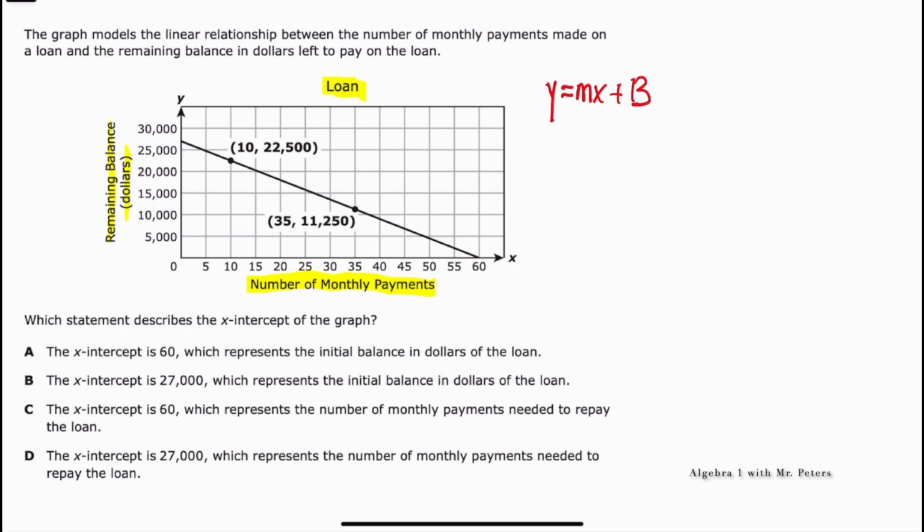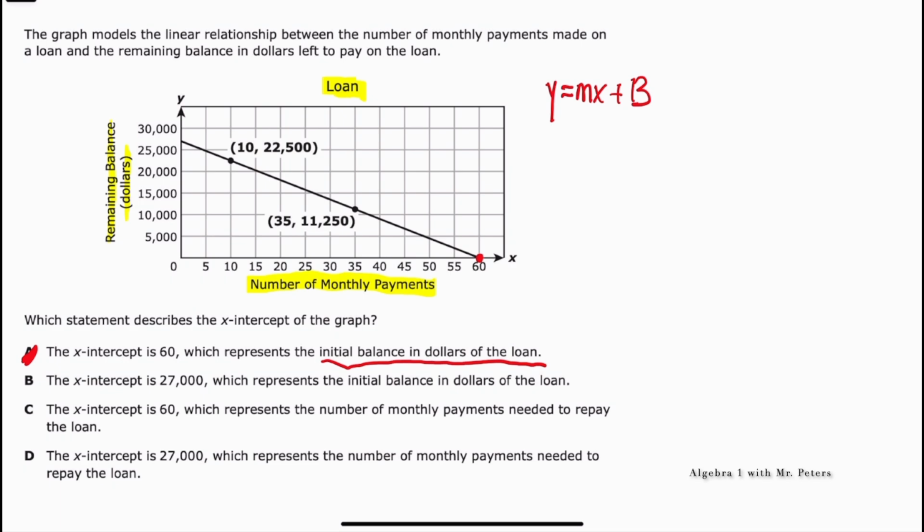So now when I look through my answer choices, it says the x-intercept is 60, which is correct. And then they say which represents the initial balance in dollars of the loan. That's not correct because on the x-axis, we're not measuring the balance in dollars. We're measuring the number of months. So I know A is incorrect.